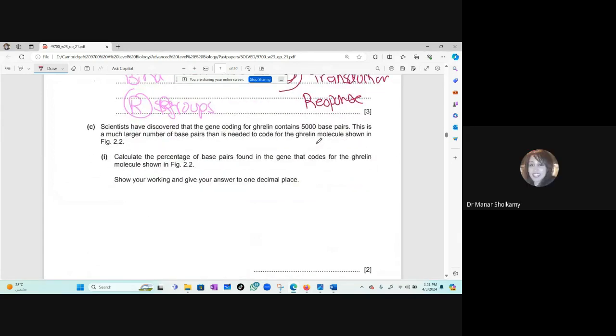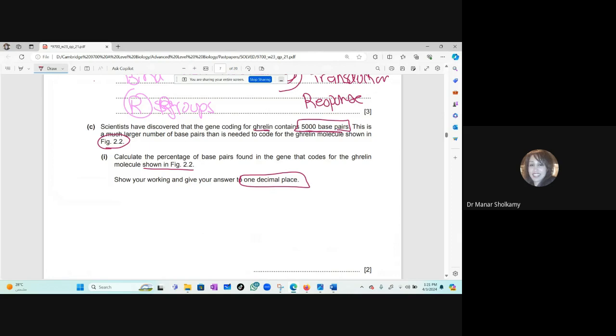Okay. Now, scientists have discovered that the gene coding for ghrelin is 5,000 base pairs. This is a much larger number of base pairs than is needed to code for the ghrelin molecule shown in figure 2.2. Calculate the percentage of base pairs found in the gene that codes for the ghrelin molecule shown in figure 2.2. Show your working and give your answer to one decimal place. Okay, how will you answer this question?